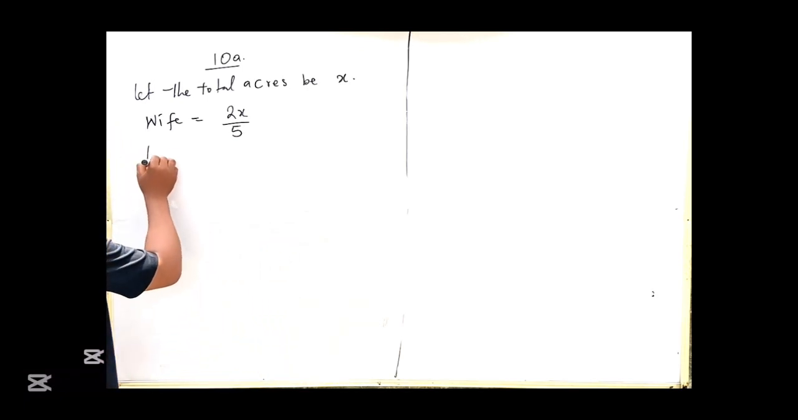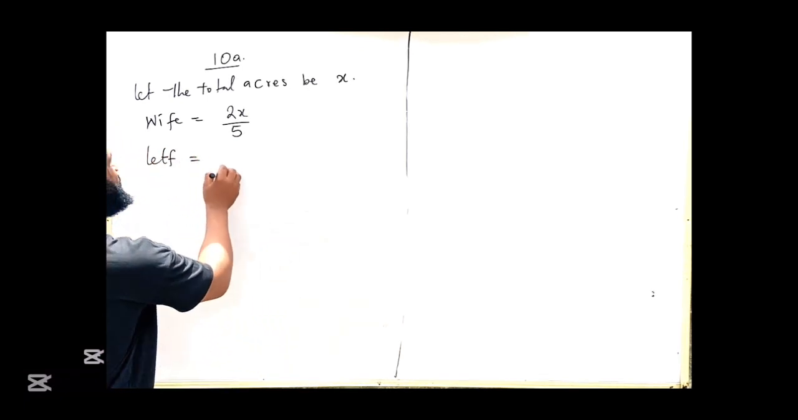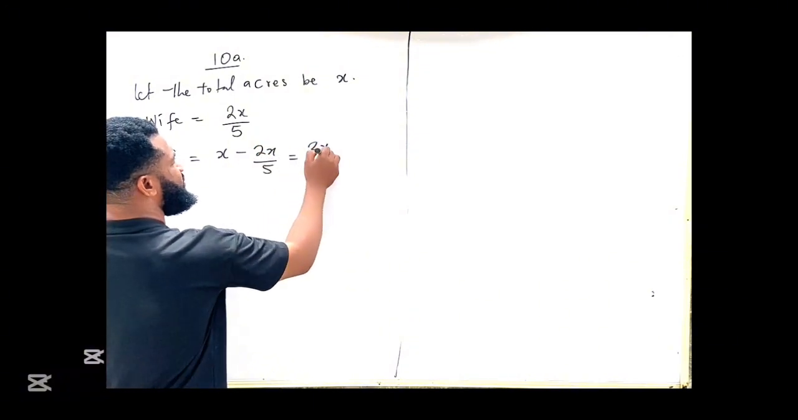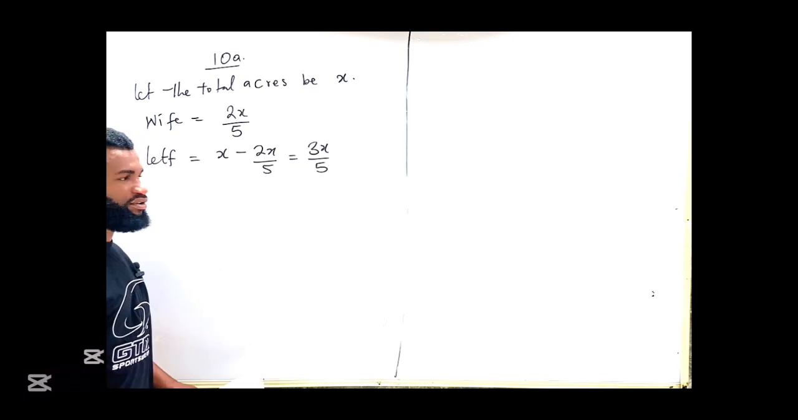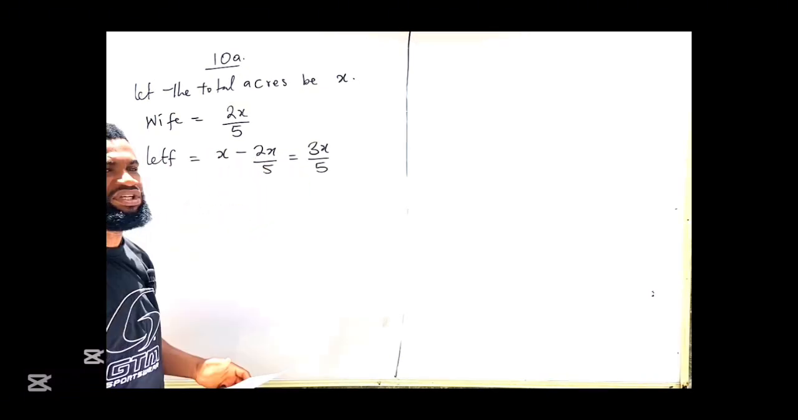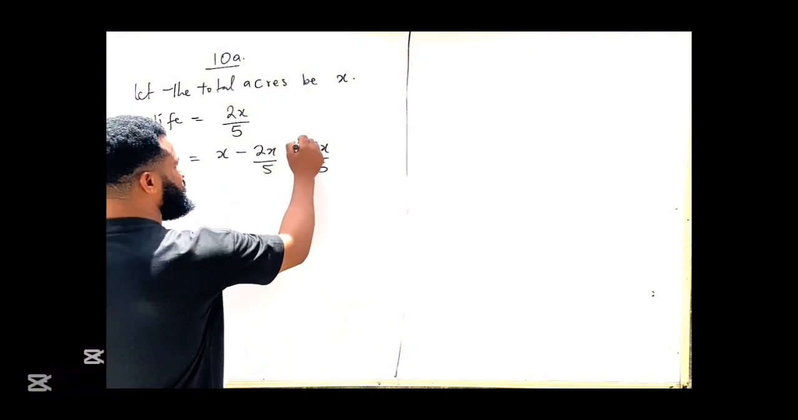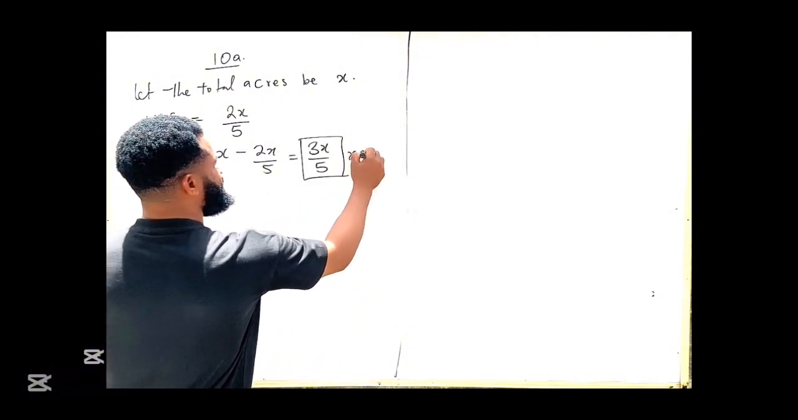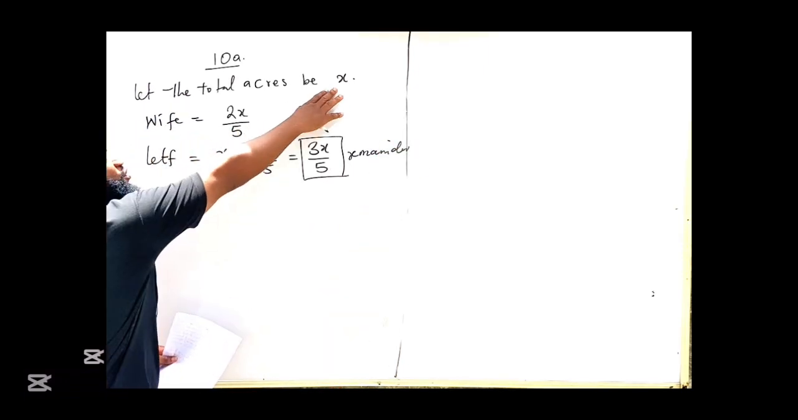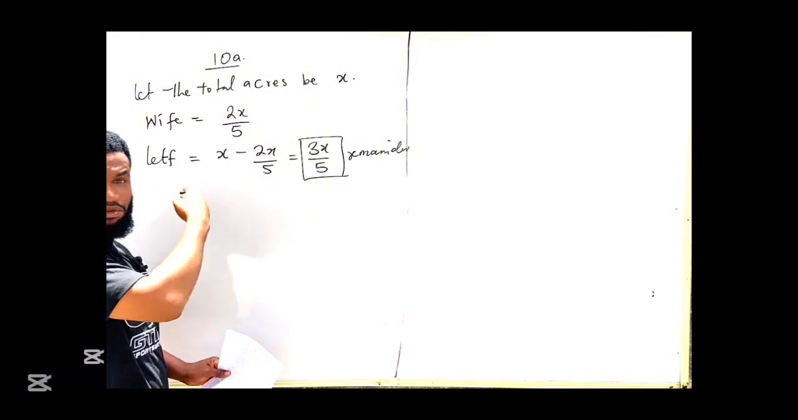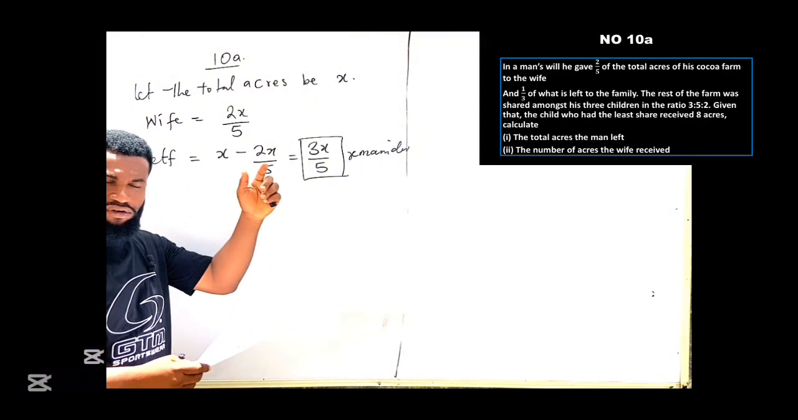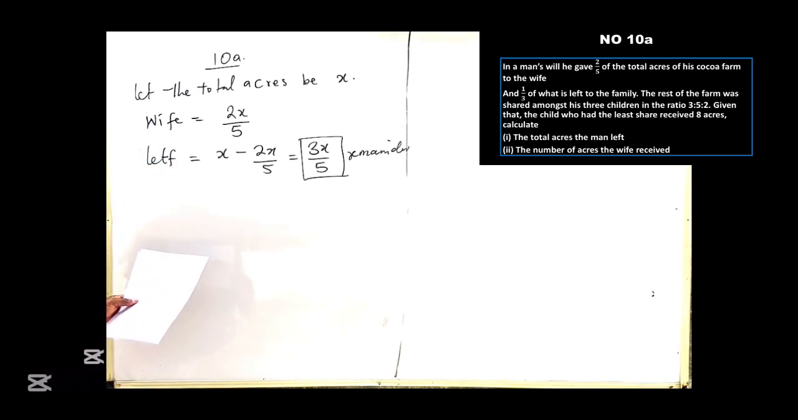So what is left? Let me say left is going to be x minus 2x/5, which is going to give you 3x/5. You know how I got it? 5 times x is going to be 5x. 5x minus 2x is going to be 3x. So this is what is left, this is the remainder. When he took the whole of the x, he gave 2/5 to his wife. What is remaining is 3/5 of the total. Then what happened?